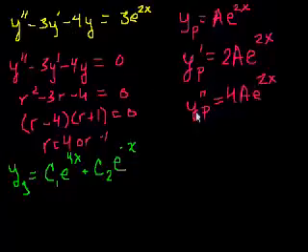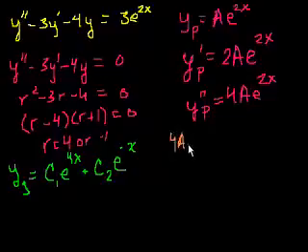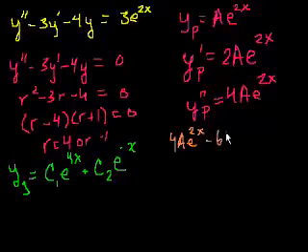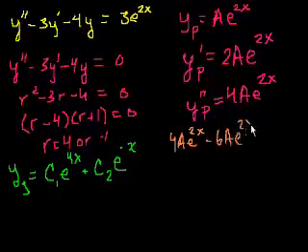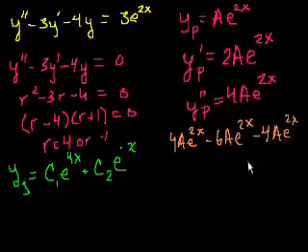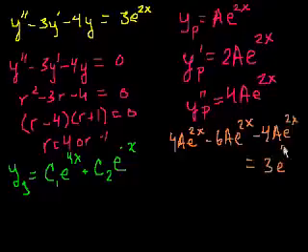Now I can substitute in here, and let's see if I can solve for a, and then I'll have my particular solution. The second derivative is this, so I get 4a e to the 2x, minus 3 times the first derivative. So minus 3 times this, that's minus 6a e to the 2x, minus 4 times the function, so minus 4a e to the 2x. And all of that is going to be equal to 3e to the 2x.